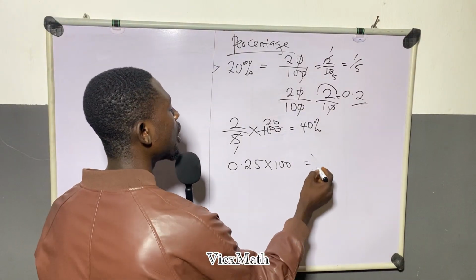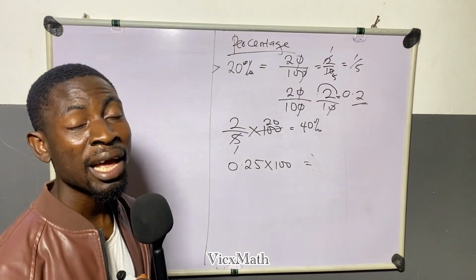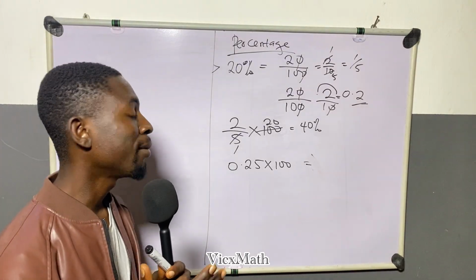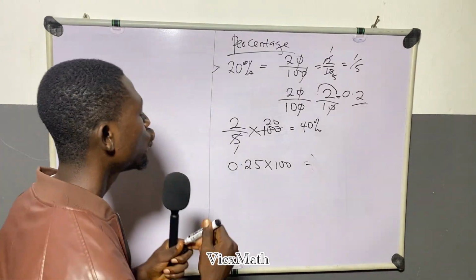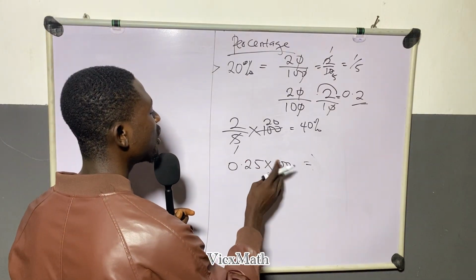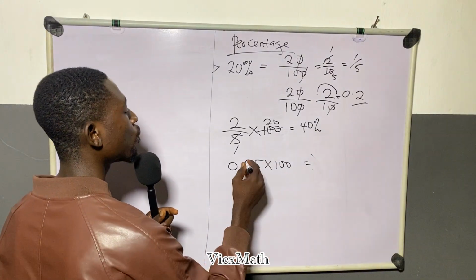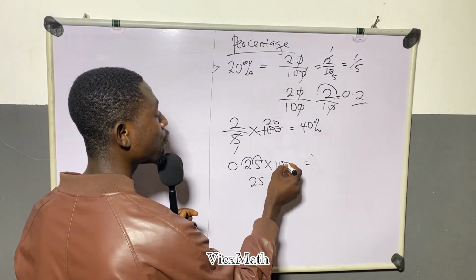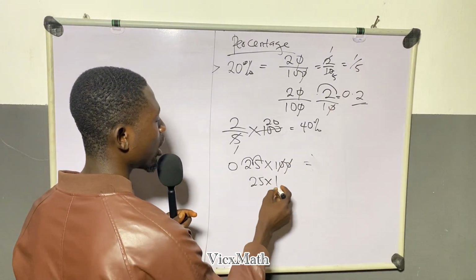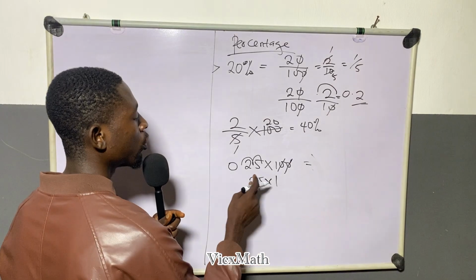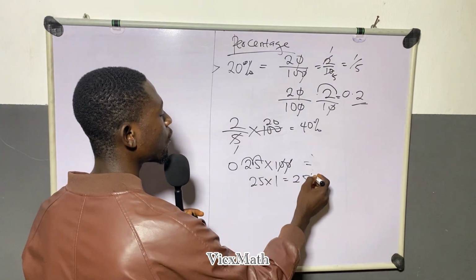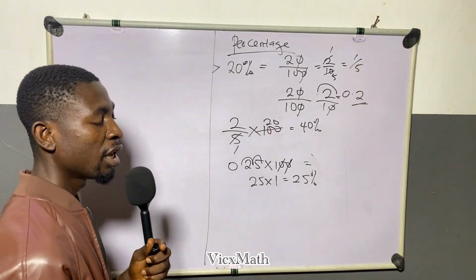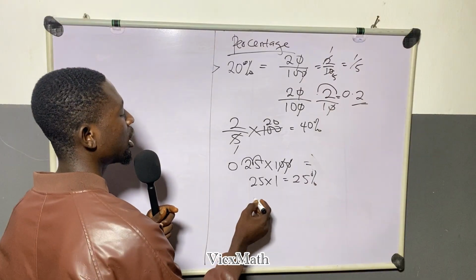So now you should learn the tricks of multiplying with decimal. Multiplying a number by 100, especially a decimal, you just move the decimal point forward. In multiplication, you move it forward. In division, you move it backward. So here we'll be having 25 because we have 2 zeros here. We'll be having 25 times 1. You cancel 2 zeros and you move 2 places. 25 times 1 is 25. So this is 25 what? Percent.